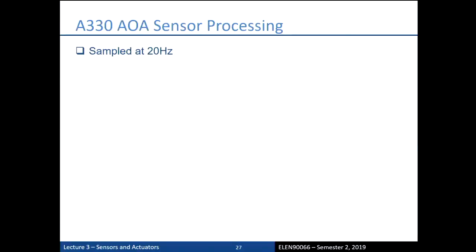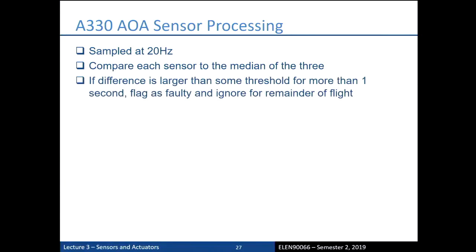So what happened here? Those angle of attack sensors are only sampled at 20 hertz, 20 times a second. It's not very fast, but think about it: the angle of attack of a jetliner is not going to be violently changing anytime soon. So 20 hertz is sufficient to get enough data. The idea is you sample each sensor and compare it to the median of the 3. Now, if the difference is larger than some predefined threshold for more than 1 second, the sensor is flagged as faulty, and it is ignored for the rest of the flight.